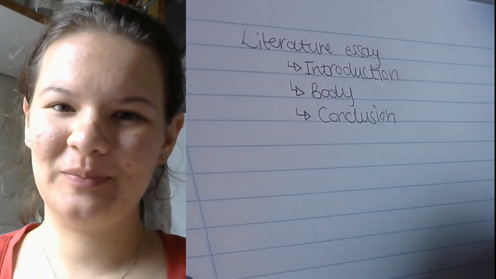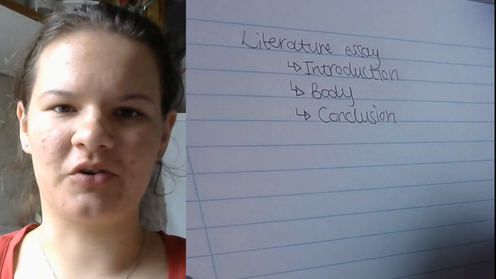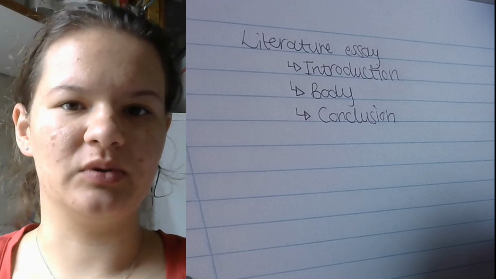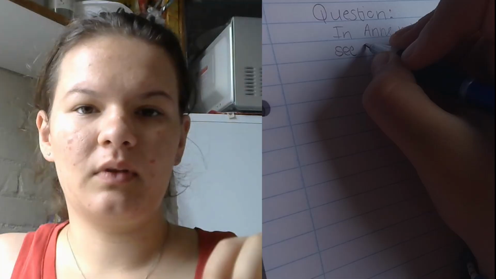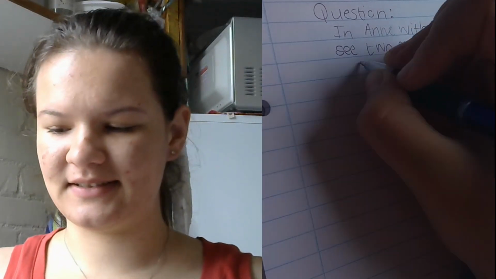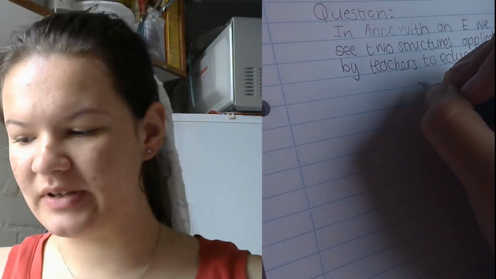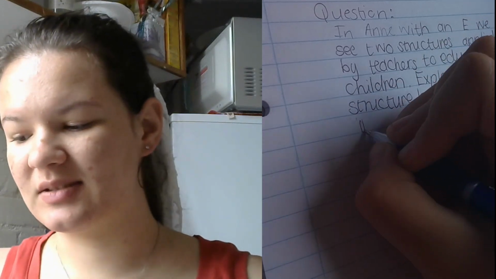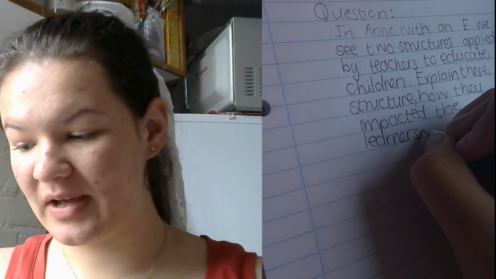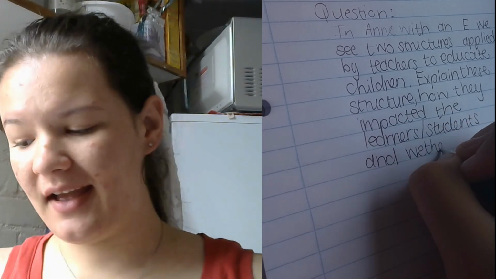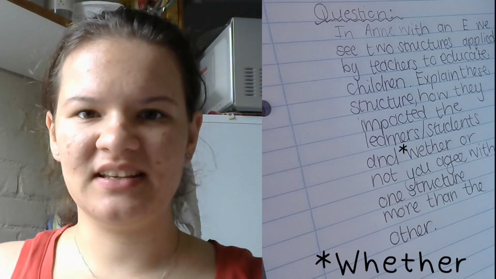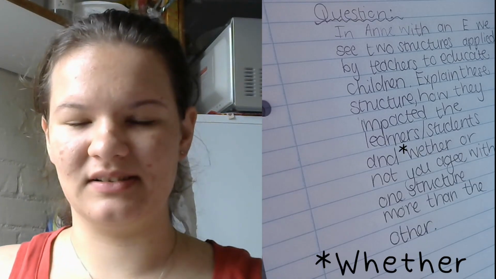Now, what you might not be aware of is that your introduction and your conclusion are basically already written for you. Let's take an example so that you understand better what I mean. Okay, so our question states, in Anne with the E, we see two structures applied by teachers to educate children. Explain these structures, how they impacted the learners or students, and whether or not you agree with one structure more than the other. Now you see this and you're already like, what is going on?